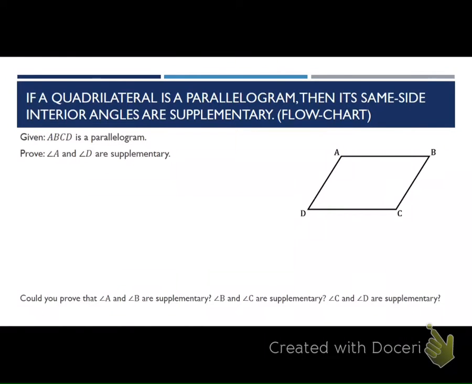All right, one more. One more proof, and then you guys get your homework. So, if a quadrilateral is a parallelogram, then its same side interior angles, A and D, A and B, B and C, C and D, are supplementary. So, we start off with ABCD is a parallelogram.